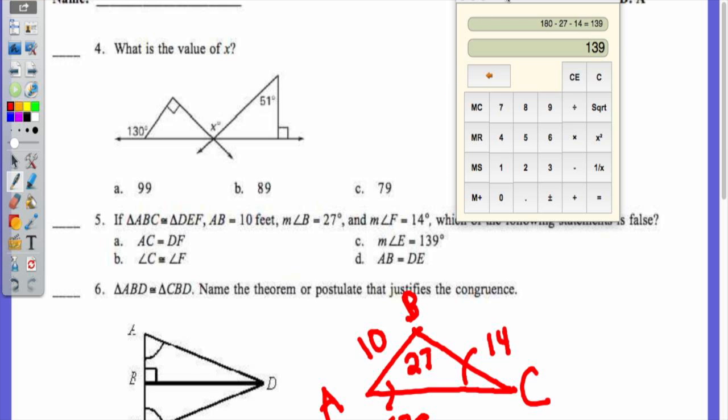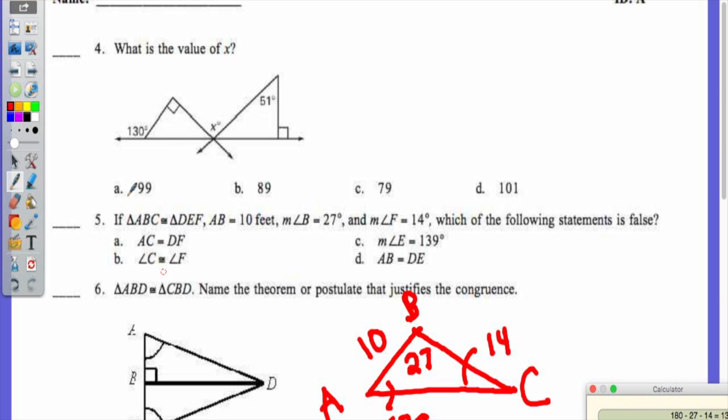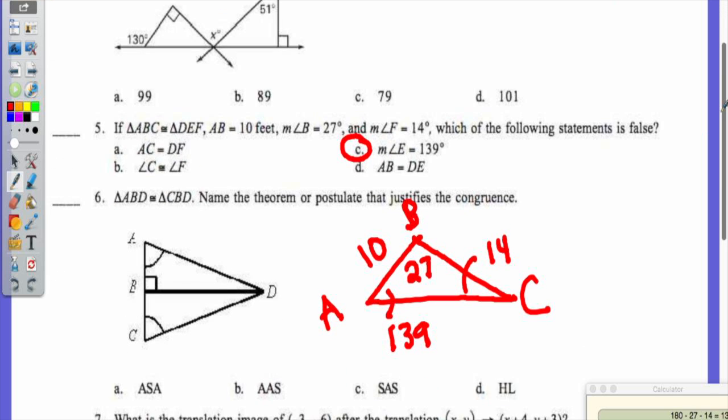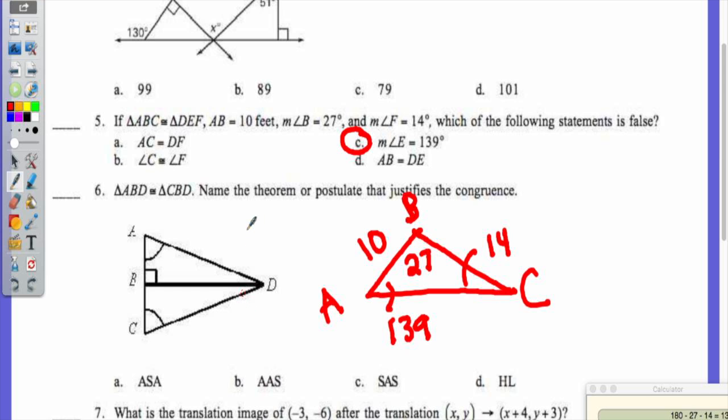Okay? They want which one is false. Is AC, whatever AC is, going to be equal to DF? Yeah, because they're congruent. Is C congruent to F? Now they say E is 139. E is congruent to B, but B was how much? 27. So E is not 139. C is false, and they wanted which one is false. Do you get that one?